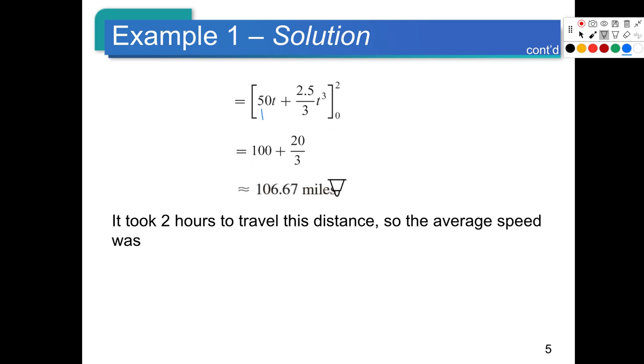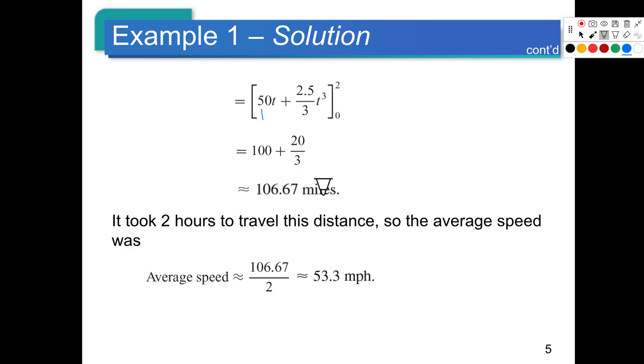So if you take the speed and you integrate it, what we've got now is distance traveled, right? Miles. So it took 2 hours to travel this distance, so the average speed, if you divide it by 2, is 53.3 miles per hour. So that's where we could kind of use this.